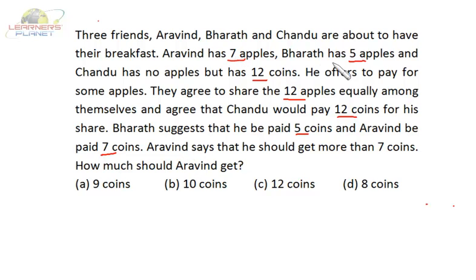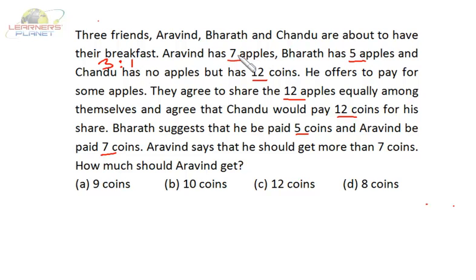Friends, everybody is having 4 apples. If everybody is having 4 apples, that means out of 7 apples, Arvind is keeping 4 apples for himself and he is giving 3 apples to Chandu. And Bharat, what is he doing? He is having 5 apples. That means he is keeping 4 apples for himself and he is giving 1 apple to Chandu.